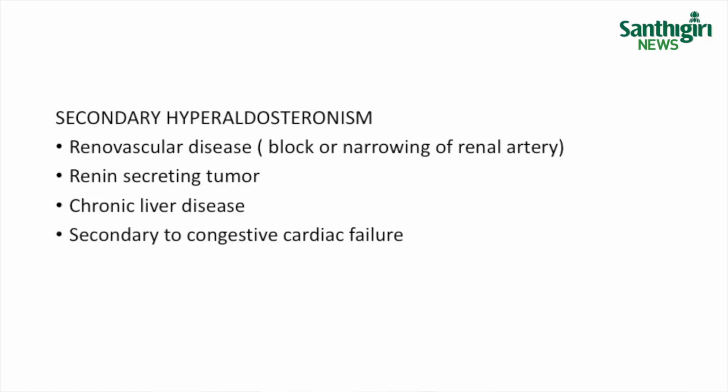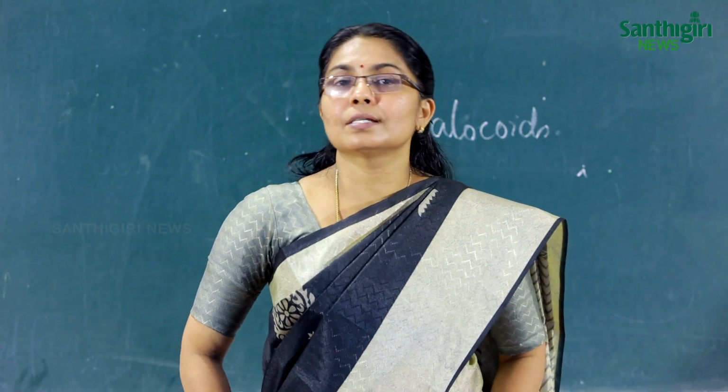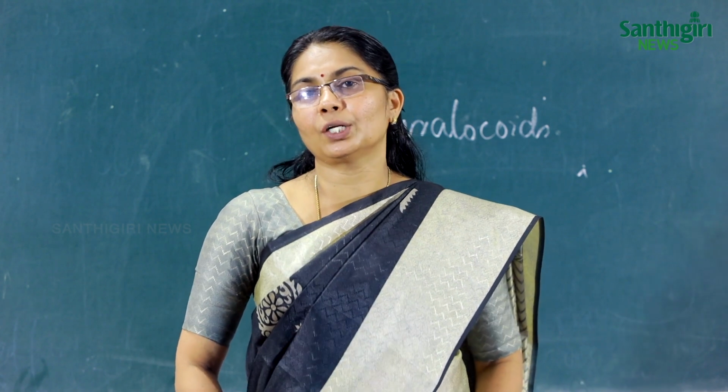Coming to the secondary hyperaldosteronism, here the adrenal gland is normal. The cause resides in something related with renin secretion or angiotensin secretion, etc. Usually the symptoms are the same, and the causes may be the block or narrowing in the renal artery or renin secreting tumors or secondary to diseases like congestive cardiac failure. So, these are all about the disorders associated with hypersecretion of aldosterone.